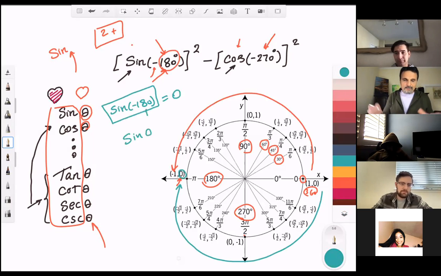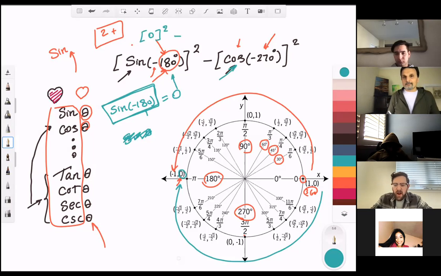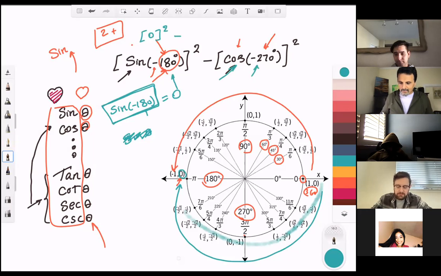Somebody said 180 is 0 and put 0 there. No, that doesn't make sense. Everything here is 0, so I put 0 in this bracket, and we have 0 bracket squared minus. We do the same thing with cosine. Cosine is the value of x, negative 270. That means we go this way: negative 90, negative 180, negative 270. So we're going to be here.